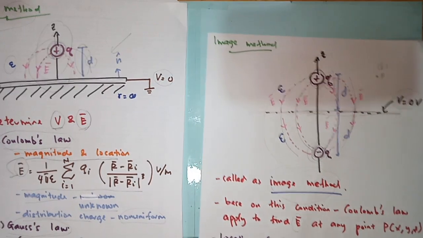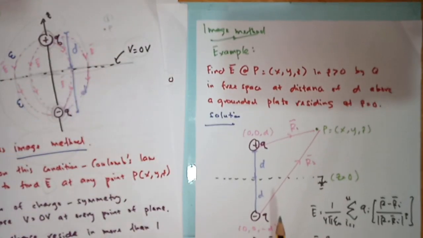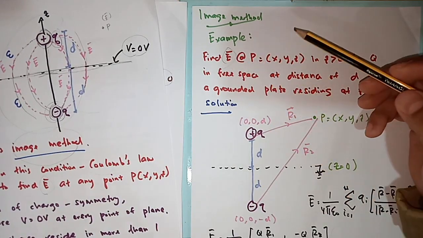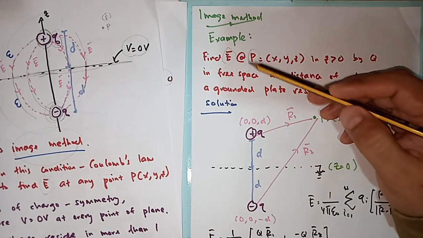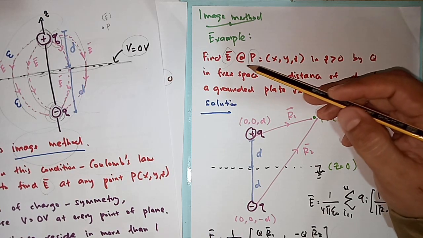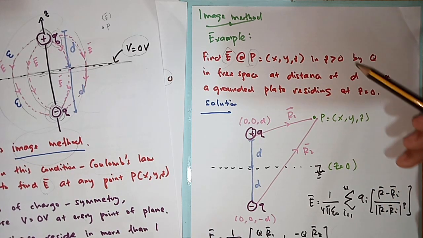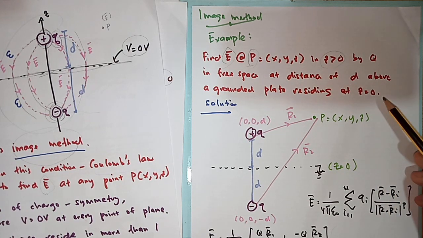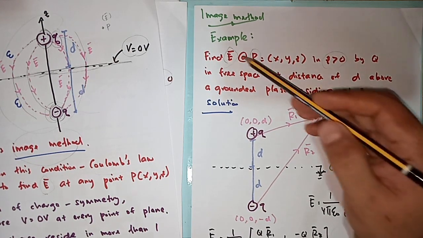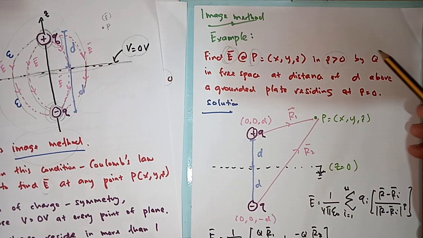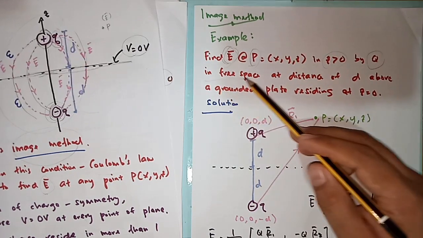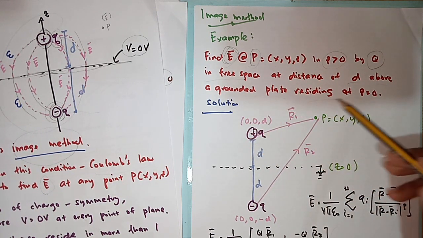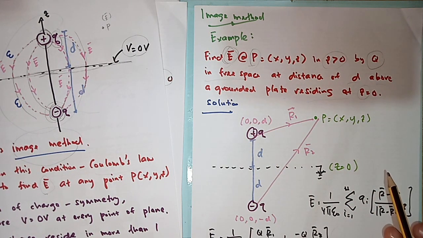Alright, so in order to understand this topic, let's look at one example. Let's say we need to find the expression for the electric field intensity at point P, where the coordinate of P is given by x, y, z, with z greater than 0. The E is caused by a positive Q located in free space at a distance of D above a grounded plate residing at z equal to 0.